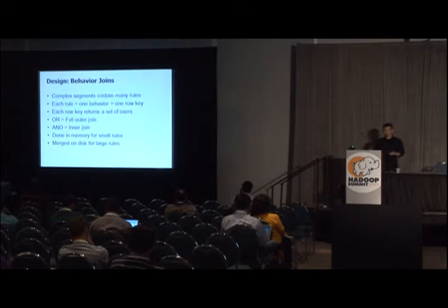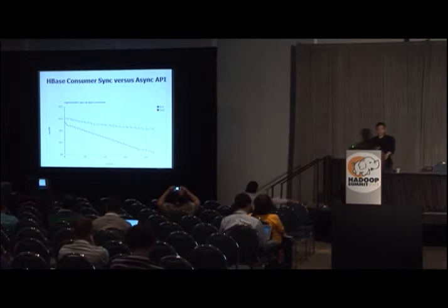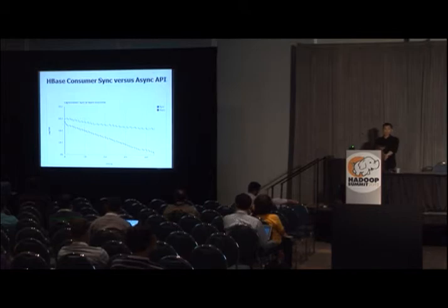For small rules, we do the join in memory. And for large rules, we join on disk. There's one more thing that I want to touch upon, which is when we write to HBase, the first time we used the sync put versus the async API, which was produced by StumbleUpon. And there's a huge difference between the two, as you can see here. You can write much quicker using this async API versus the sync API.